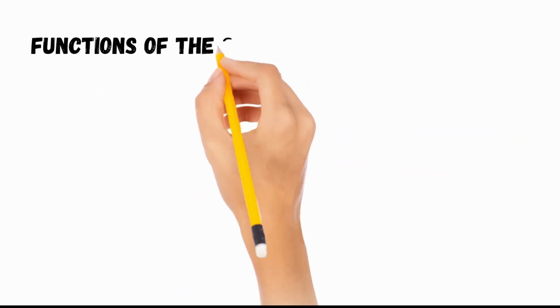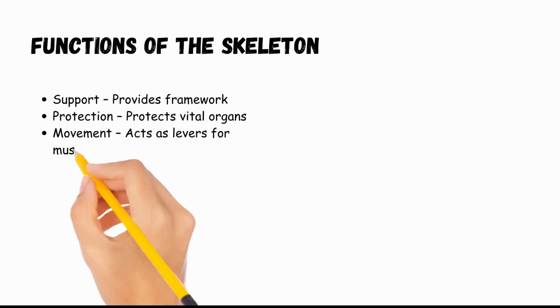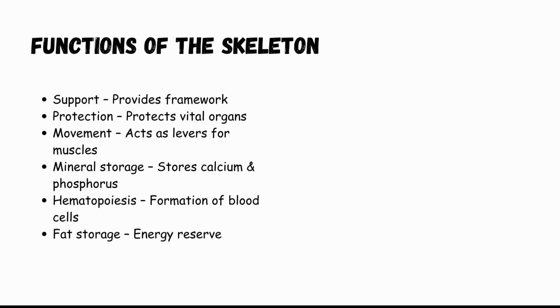The skeletal system performs several essential functions. Support: provides a framework for the body. Protection: protects vital organs. Movement: bones act as levers for muscles. Mineral storage: especially calcium and phosphorus. Hematopoiesis: blood cell formation in red marrow. Fat storage: yellow marrow stores lipids. Without the skeletal system, the body would not maintain shape or function properly.